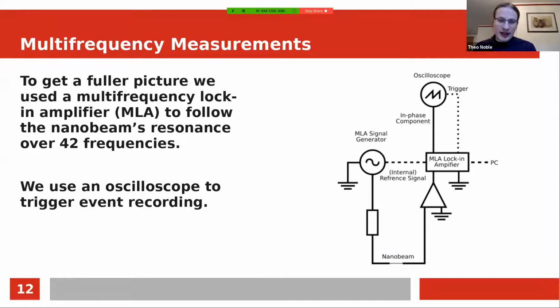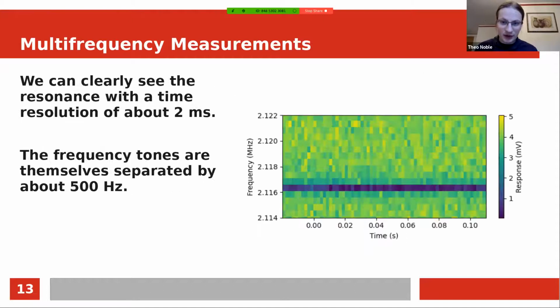So this was an instrument that I'd used in the course of my PhD, so I was quite familiar with it. And the advantage of this instrument is that it works at 42 frequencies, not just a single frequency like we were using before. What we can do is demodulate the tone which is on the nanobeam's resonance, and send that off to an oscilloscope. Then we simply wait for the oscilloscope to detect a fall in the nanobeam's resonance, and that will trigger a measurement by the multi-frequency lock-in amplifier, which then sends the data to a PC. And you get something which looks a little bit like this.